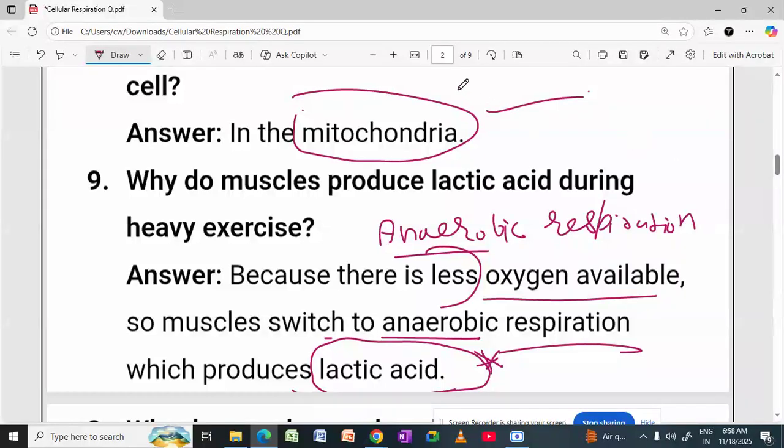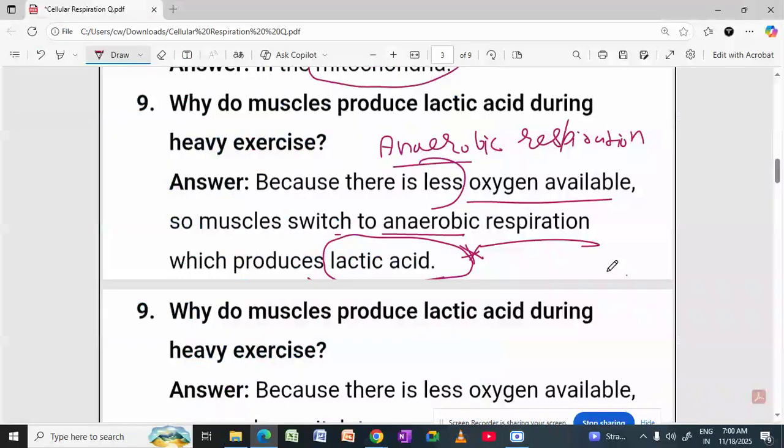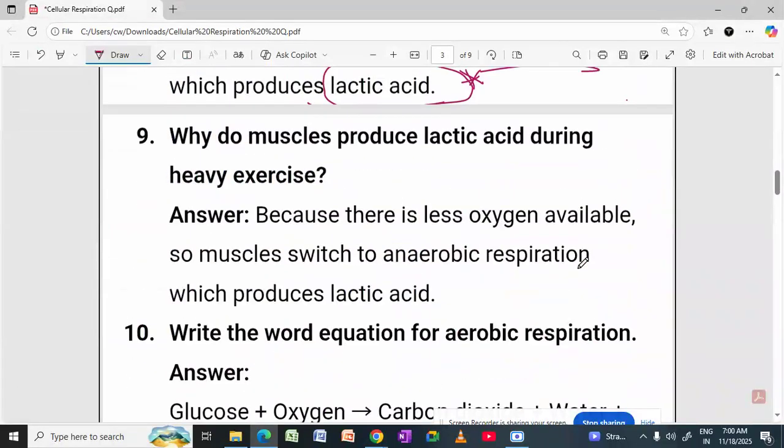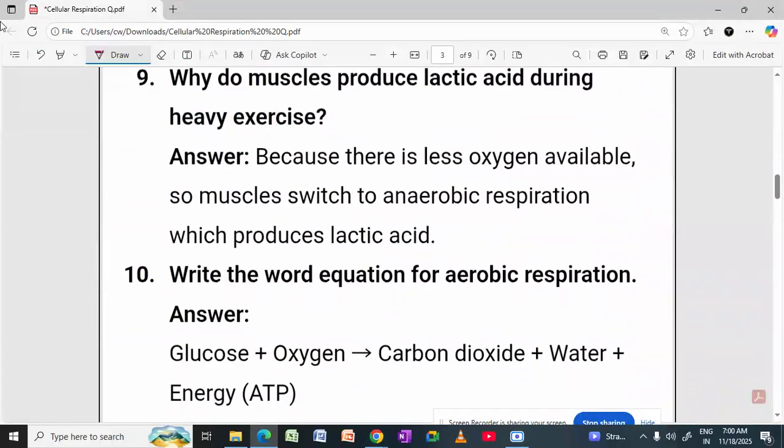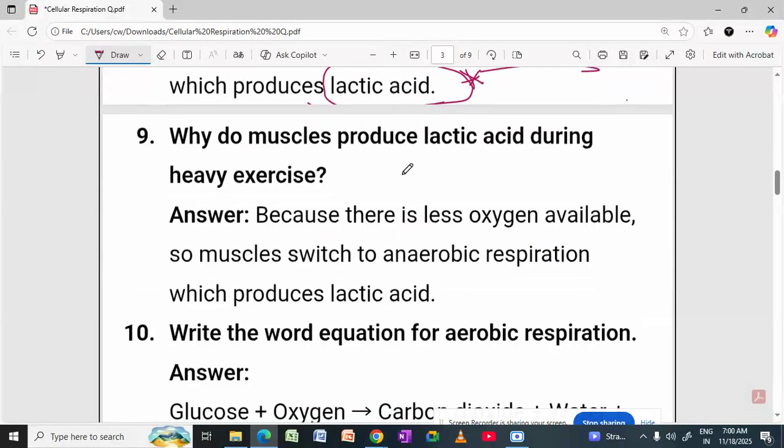So, always keep in mind that during heavy workout or heavy exercise, there is less oxygen available. So your muscles switch to anaerobic respiration, which is going to produce lactic acid. Our next question is: why do muscles produce lactic acid during heavy exercise? I told you this is a repeated question. What is the reason? Tell me.